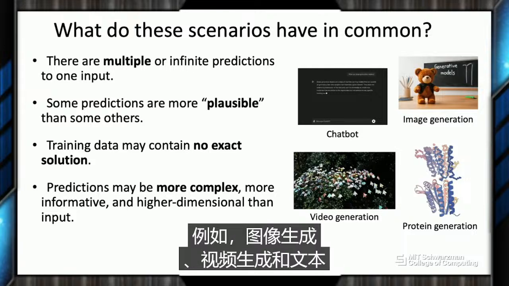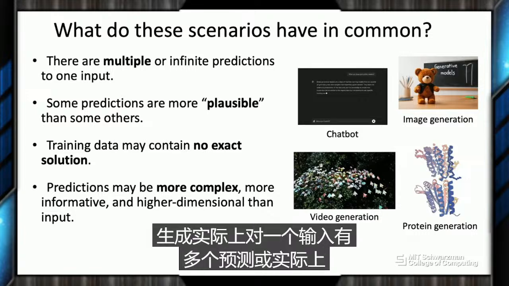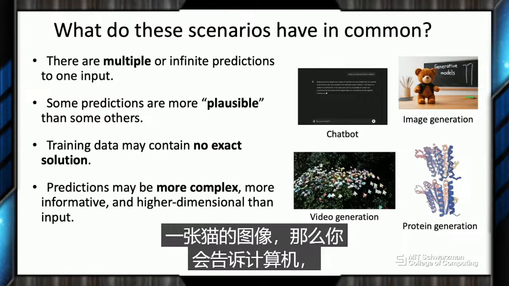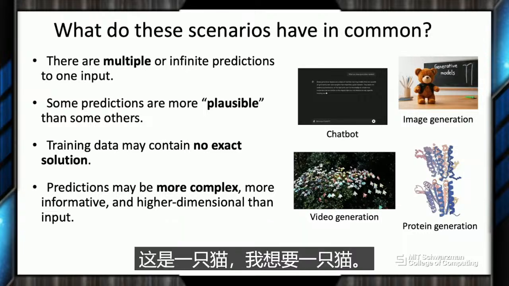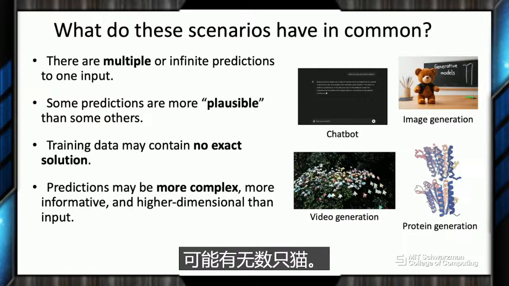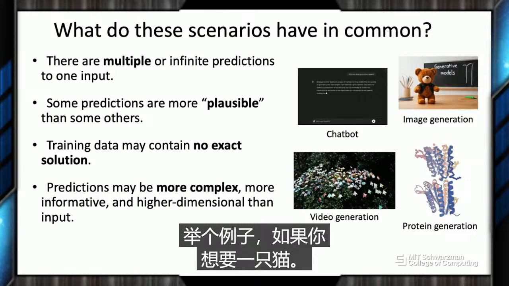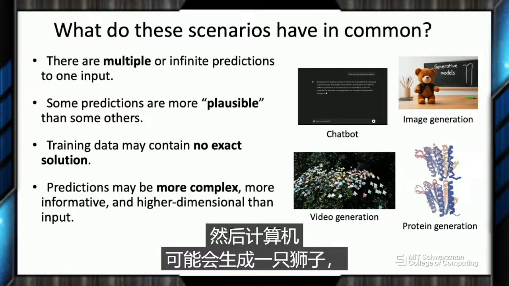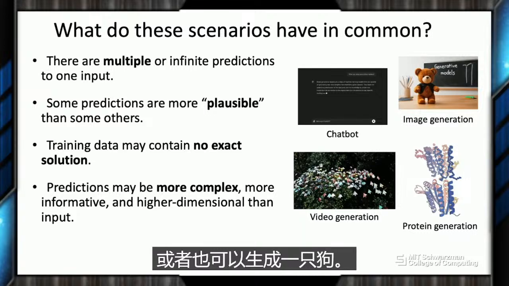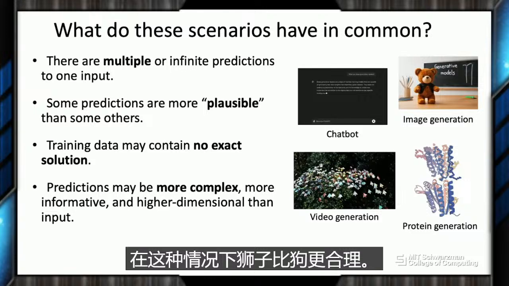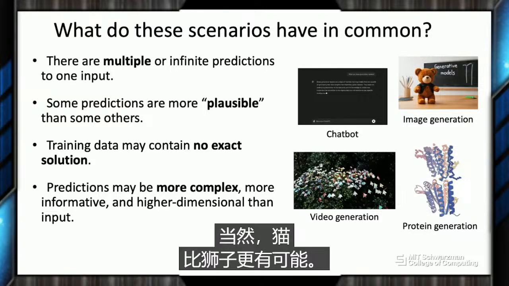What do these scenarios have in common? For example, in image generation, video generation and text generation, there are actually multiple predictions, or conceptually infinite predictions, for just one input. Let's say you want the computer to generate an image of a cat, so you will tell the computer, this is a cat, I want a cat. And conceptually, there is an infinite number of possible cats. Another property of generative models is that some predictions are more plausible than others. For example, if you want a cat, the computer may generate a lion, or it can also generate a dog. And perhaps in common sense, a lion is more plausible than a dog in this scenario. Of course, a cat is more plausible than a lion.